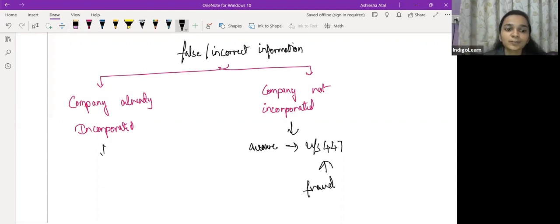यहाँ पे भी 447 का punishment तो लगेगा. Every person who is part of this offense, they will be punished under section 447, no doubt about it. But company तो incorporate हो गई, company का क्या होगा? The people who are at fault will be punished under section 447. But what about the company? Company has already been incorporated. What will happen to the company?